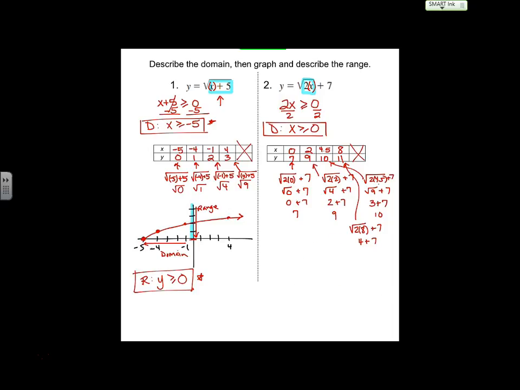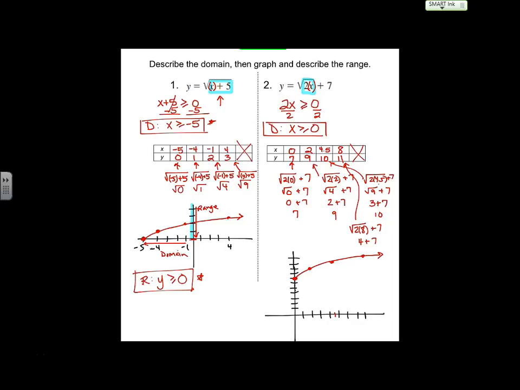I'll just move this down a little bit. Then I have 8, which is way out here, going to 11. Going forever only one direction. Now guys, look at this graph. It hasn't been stretched, it's been raised, or we would say translated, shifted up.